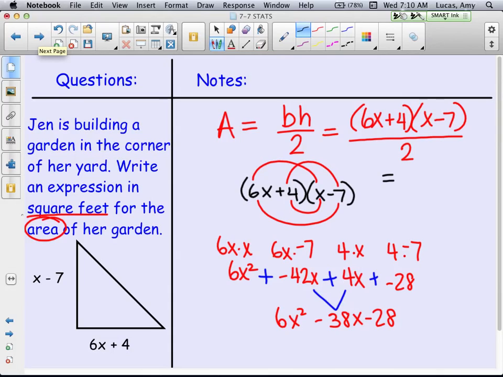Now, I'm going to go back up here where I said it was base times height divided by 2 for the area of the triangle. So now I know my product, 6x squared minus 38x minus 28, and lucky for me, dividing those by 2 is easy because they are all even. So this would be my area. And square feet is my label, so square feet.